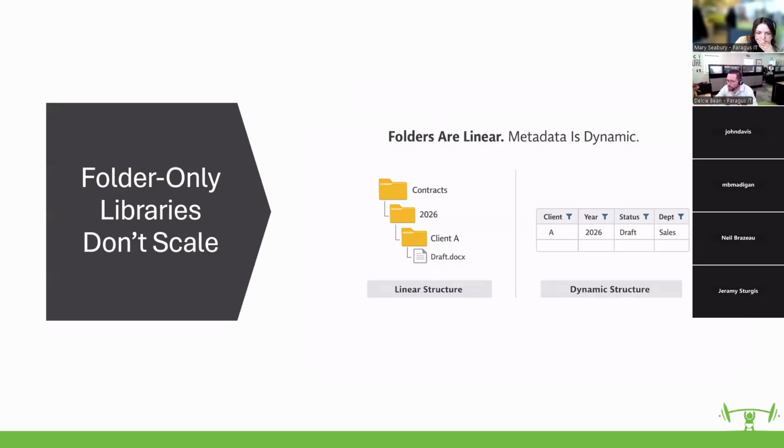Metadata transforms a document library from just a digital filing cabinet into a structured content system. Instead of thinking in terms of where a document is stored, you start thinking in terms of what the document is, and that shift dramatically improves scalability, visibility, and governance. This is probably one of the most underutilized features of SharePoint, especially in small businesses, where it's just not something that is commonly done.